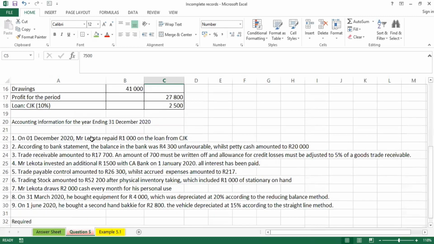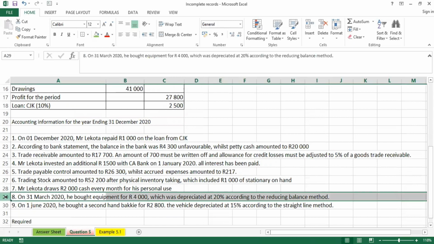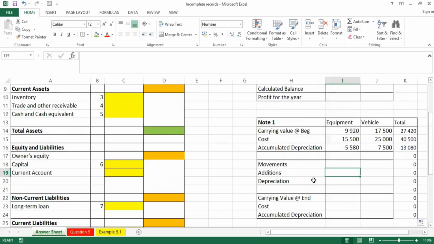Okay, so we're going to check all our information here and see which one is relevant to additions on equipment. Number 8, there's information. They're telling us that on 31st March 2020, he bought equipment for 4,000. So we write the 4,000. Additions, equipment of 4,000.